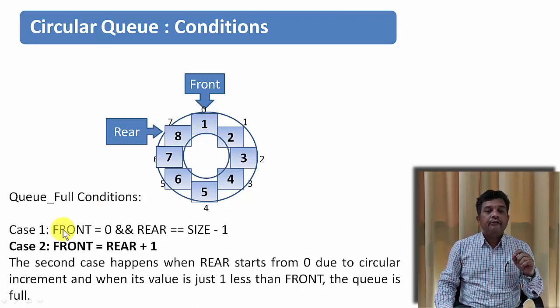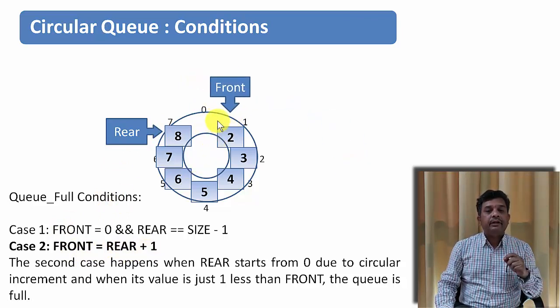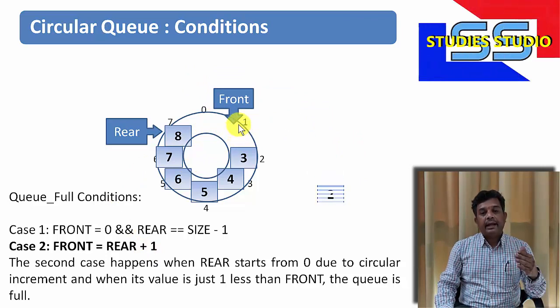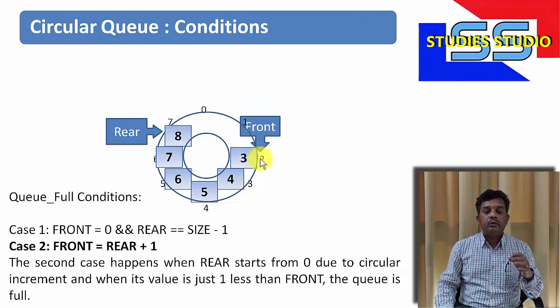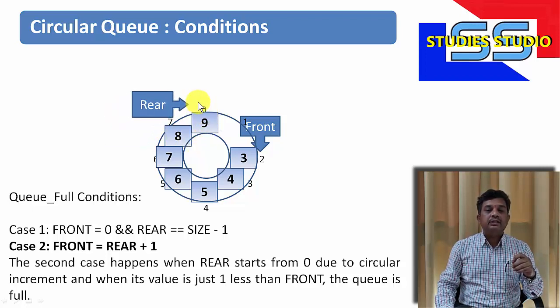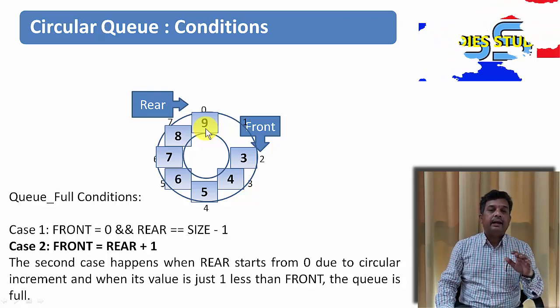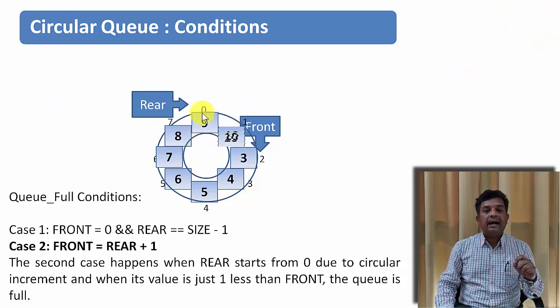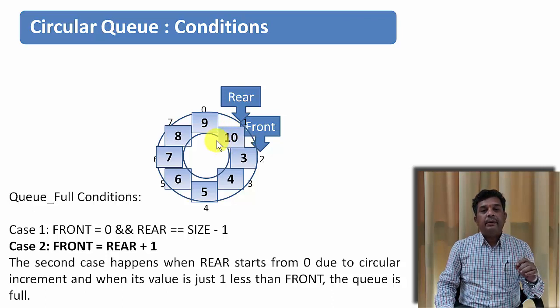Now the second condition is front equal to rear + 1. Let us see how. Let us say we have deleted this item. Front is now pointing to this item. Again we have deleted 2. Now front is pointing to the 2nd index. Now let us say I want to add an element. What I have to do is increment the rear, and rear will now be pointing to the 0th index. I want to add the data 9. Let us say one more data I want to add. I increment rear, and after the increment, at the first location, element 10 is added. Now you can see front is pointing to the 2nd index while rear is pointing to the 1st index.